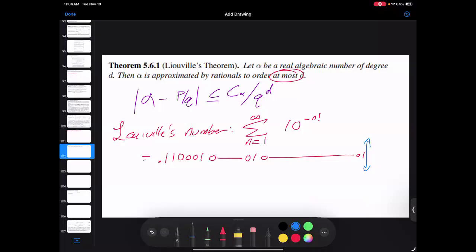In fact, it's so well approximated, you can prove that this number is transcendental. So again, if this is something that you're interested in, it's not too bad to prove that this number is transcendental. You can show it can be approximated to order d for any d. And by Liouville's theorem, we know that you can't do better than d if you're a root of a polynomial of degree d. Since this can be done to any level, it can't be algebraic. So this is a nice number to prove is transcendental.